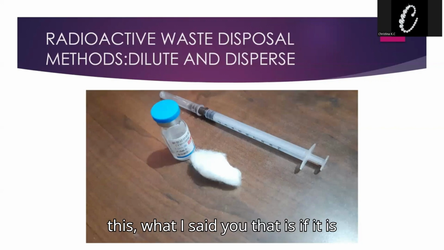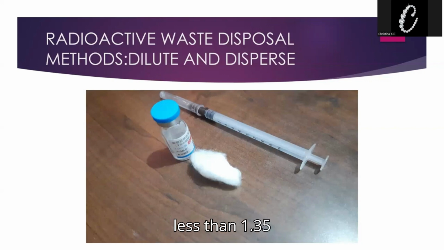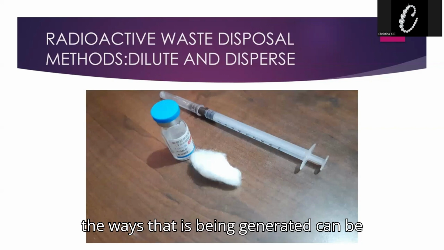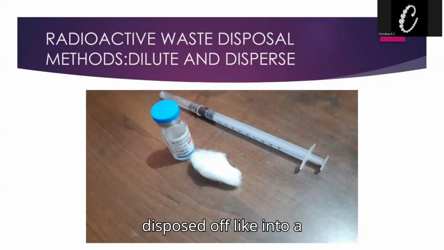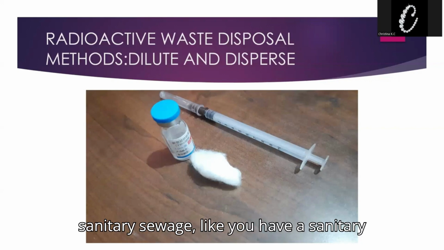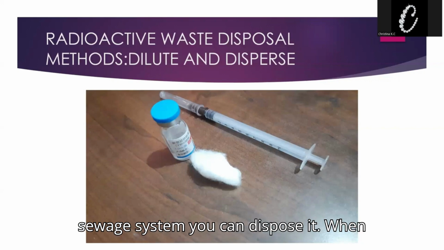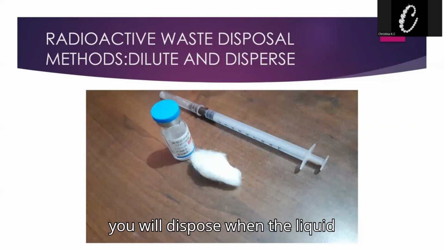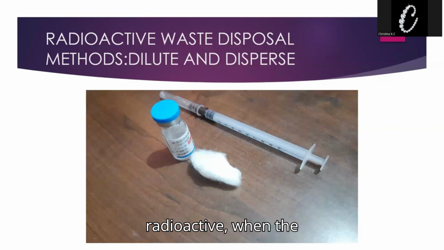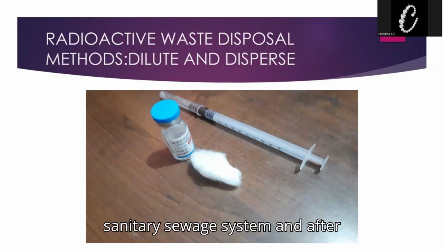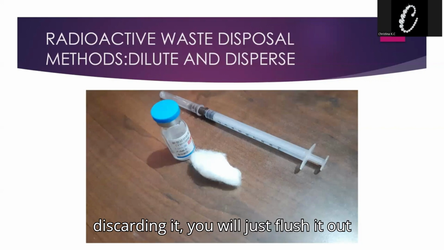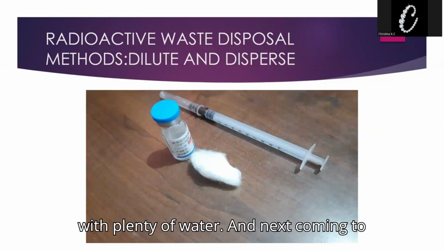If it is less than 1.35 microcuries, then the waste that is being generated can be disposed of into a sanitary sewage system. When the liquid radioactive waste has a low activity level of 1.35 microcuries, then you will discard it in the sanitary sewage system. And after discarding it, you will just flush it out with plenty of water.